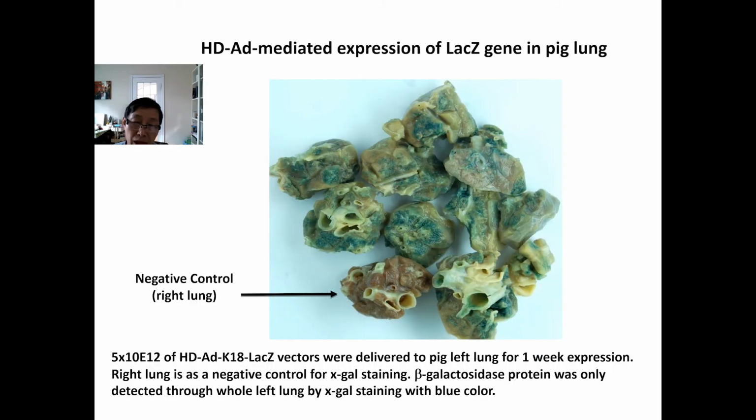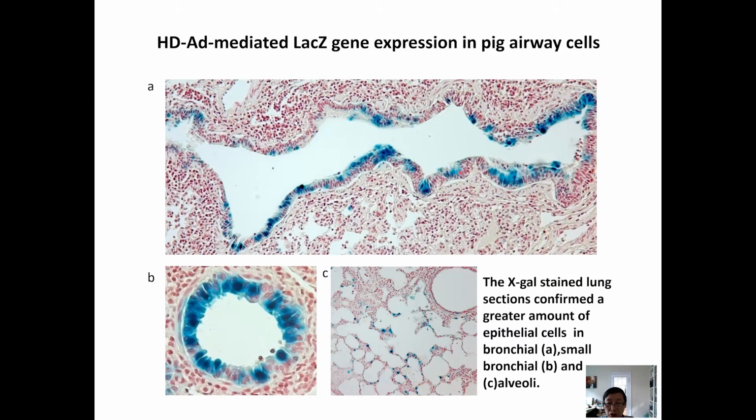That is why we tested airway gene delivery in different animals. Here the slide shows the LacZ reporter gene expression in the pig lung. One week following gene delivery, we took tissue blocks from different regions of the lung, and you can see we got extensive transgene expression. And here is a piece of lung from the right lung as a control. In tissue sections, you can see transgene expression in the large airway, small airway, as well as the alveolar region.